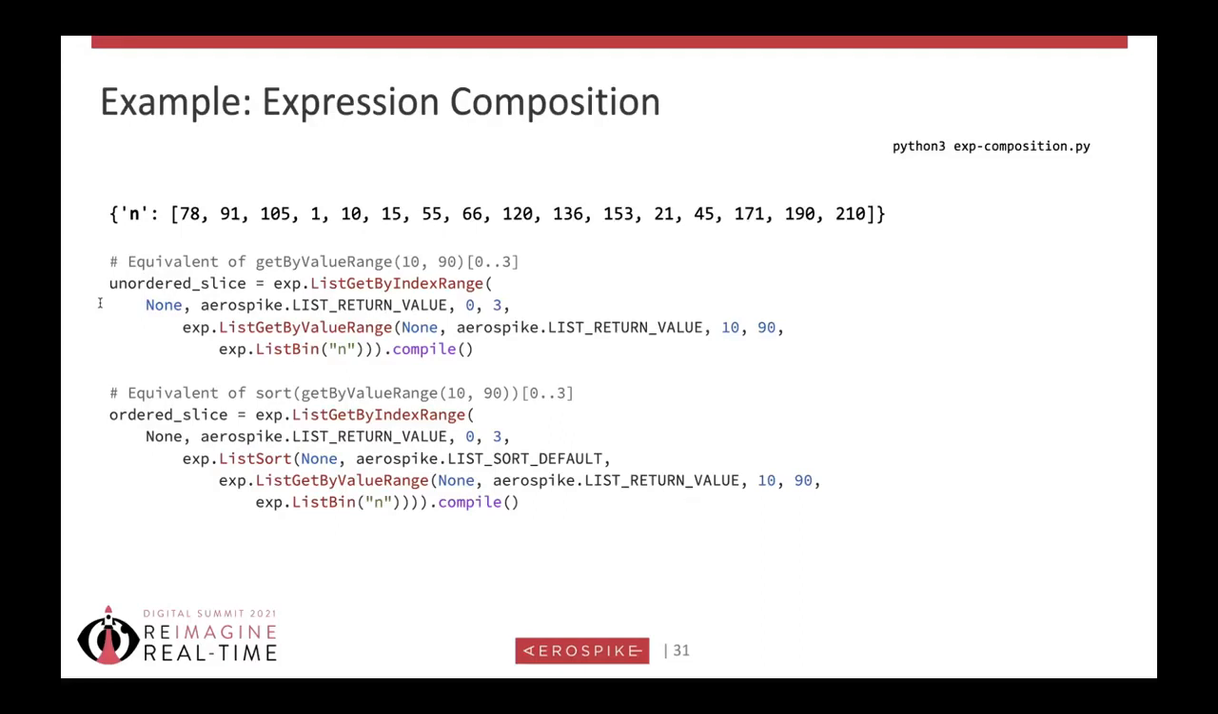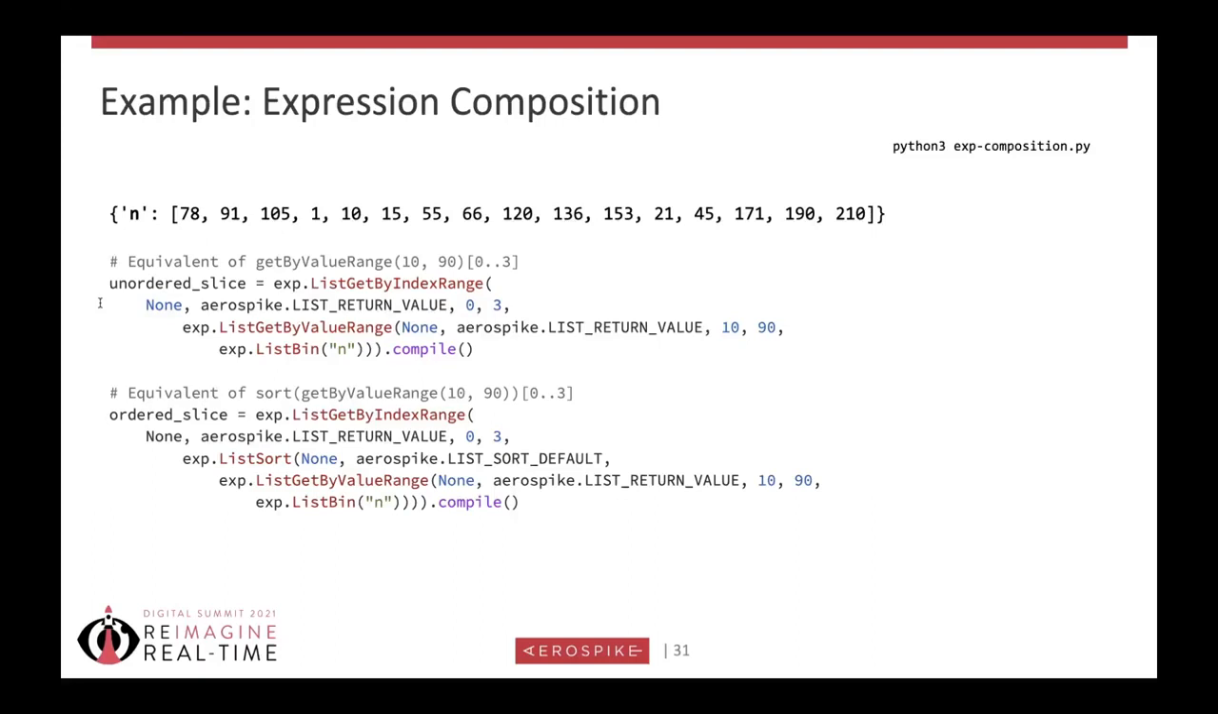So if you look from the bottom up, we're going to get the list. We're going to get n as a list bin, so this is going to return everything in n. Then we're going to pass it to get by value range. We're going to find everything between the values of 10 and 90. And then we're going to pass that result to get by index range. An index is the position, right? So we're going to return 0 to 3 back.